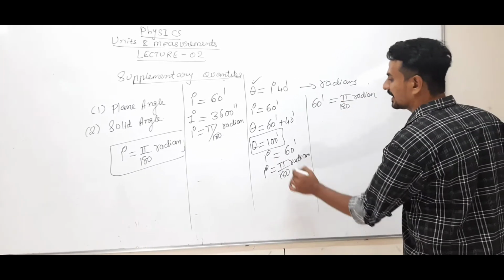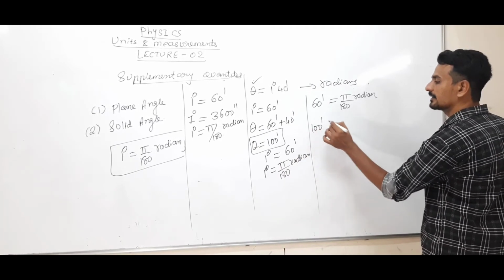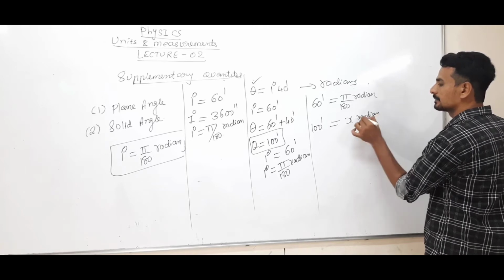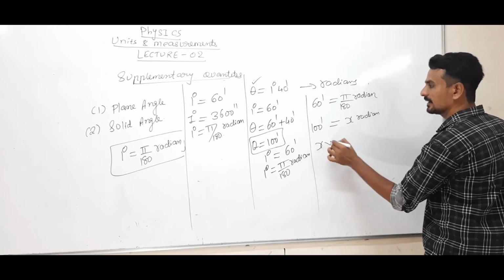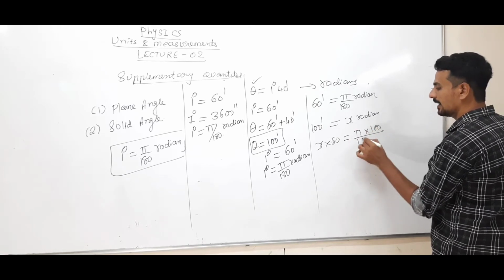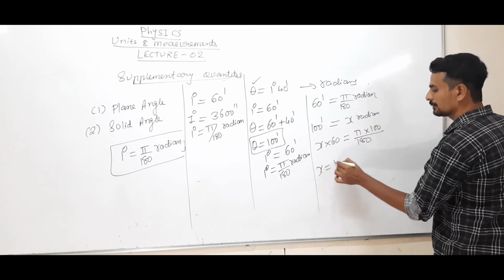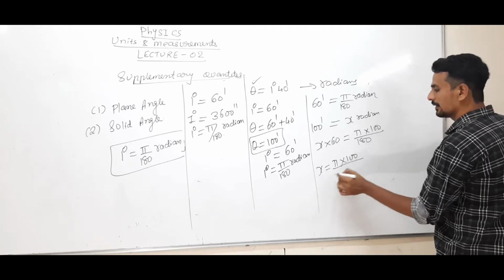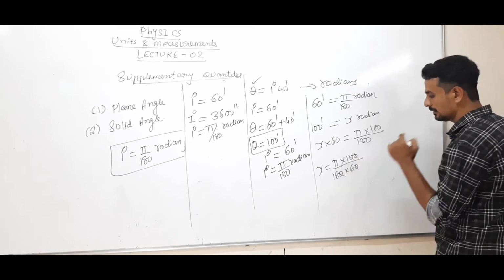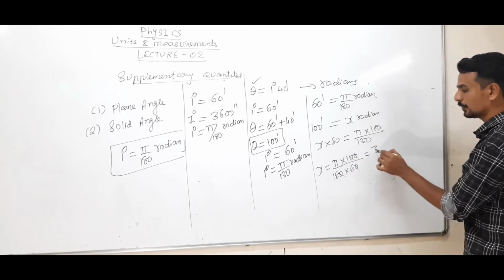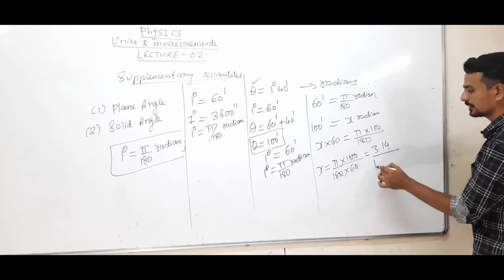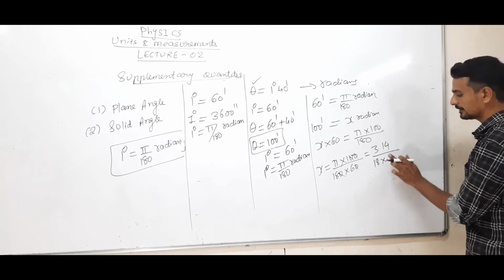So in our question we have 100 minutes. So 100 minutes is equal to x radian. Cross multiply: x into 60 equals pi into 100 by 180. So x will be equal to pi into 100 divided by 180 into 60. So this will be 3.14 upon 18 into 6. Let us solve this.